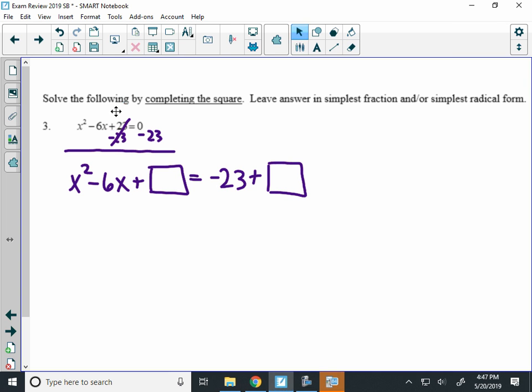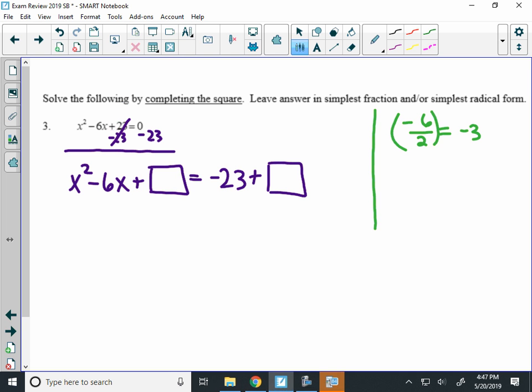To fill in the box, you take half, I'll do it off to the side here, half of the middle number, and then you square that value, and negative 3 squared is 9. So you completed the square. Now you have to simplify and solve for x. The right-hand side is easy. Negative 23 plus 9 is negative 14.